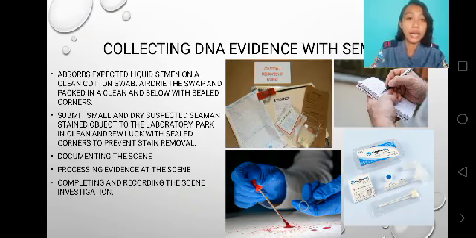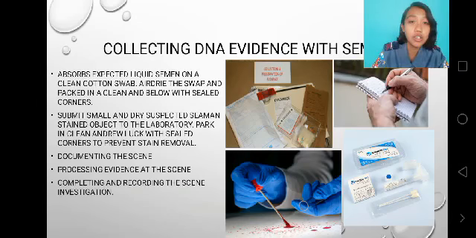So, the next slide is collecting DNA evidence with semen. As you can see, there are four images in the slide. So, first is to absorb suspected liquid semen on a clean cotton swab, air dry the swab, and pack in a clean envelope with sealed corners.